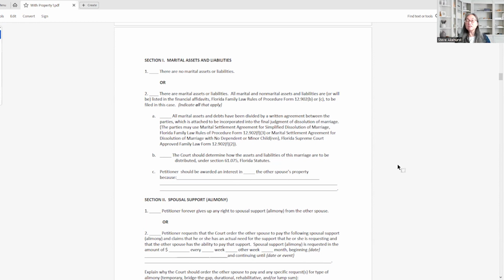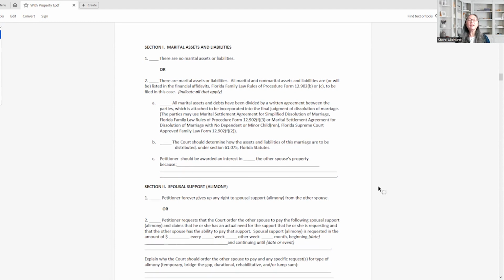The state of Florida is an equitable distribution state. So what that means is everything is divided 50-50 unless you could show something else. So if you could say, I know it should be divided 50-50, but I should be able to get X, Y, and Z because, and you have to show a reason why. I contributed to it, I helped make it more valuable, so I should get a portion of it.